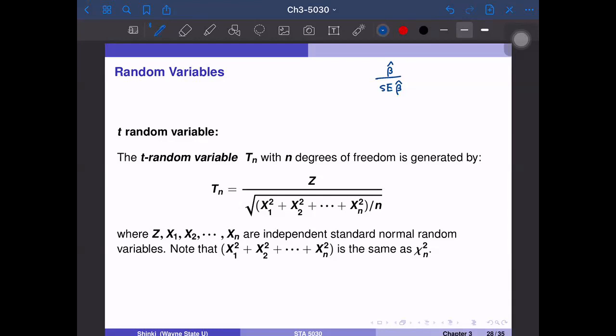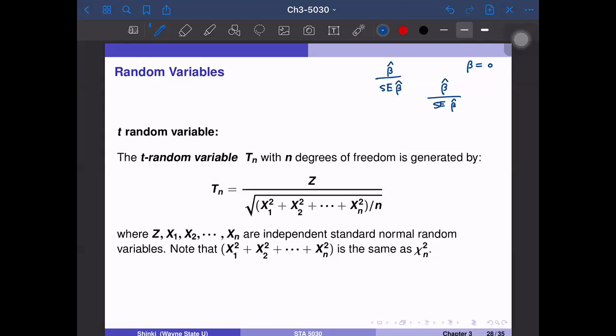So the idea is we want to see if beta is really different from 0 or not. The beta hat itself is the most important information to see if beta is 0 or not. But the second most important information is the standard error of beta hat. So even if beta hat is large, such as 10, if the standard error of beta hat is 20, then we are not really sure if beta is really different from 0. So a T random variable is prepared to be used for this purpose.